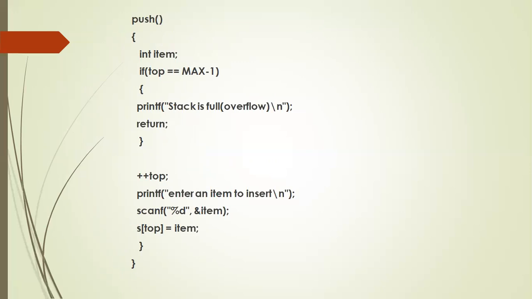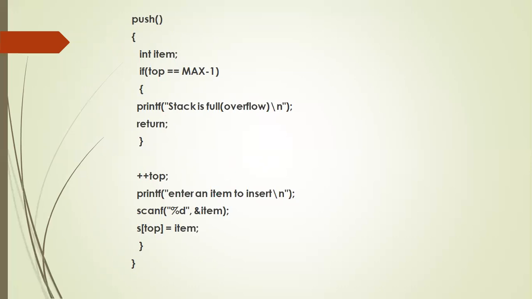Then third time also choice equal to 1. Now top is 1. Max -1 is 4. So the overflow is not there. Plus top, so from 1 top becomes 2. Enter another number, 30. Then 30 goes to the second place, S of 2. S of 2 now contains 30. S of 0 contains 10. S of 1 contains 20. S of 2 contains 30. Now top is 2.